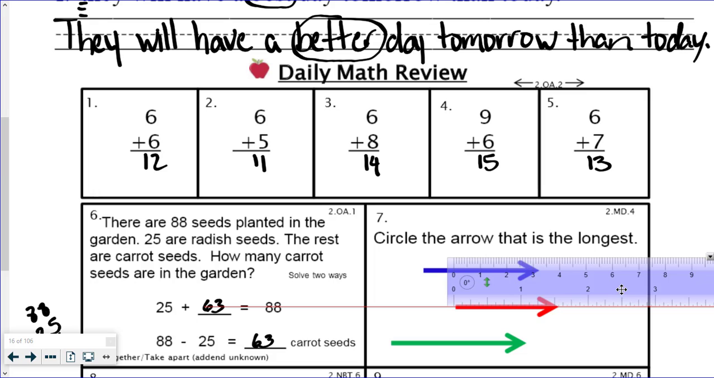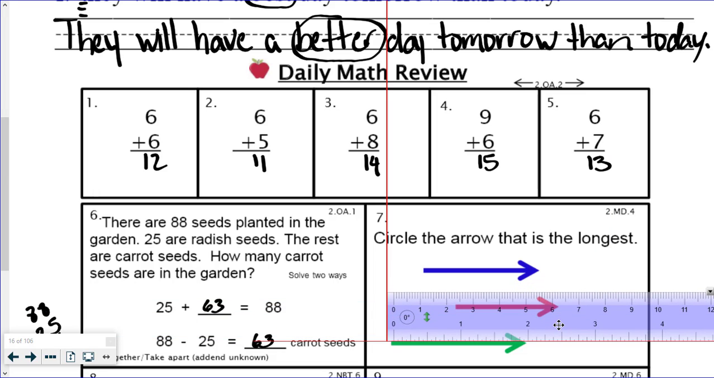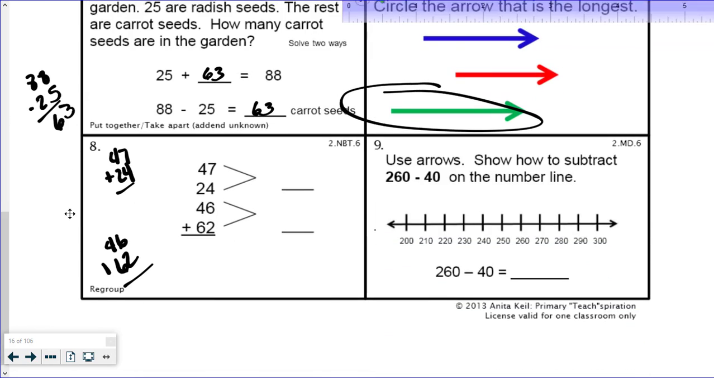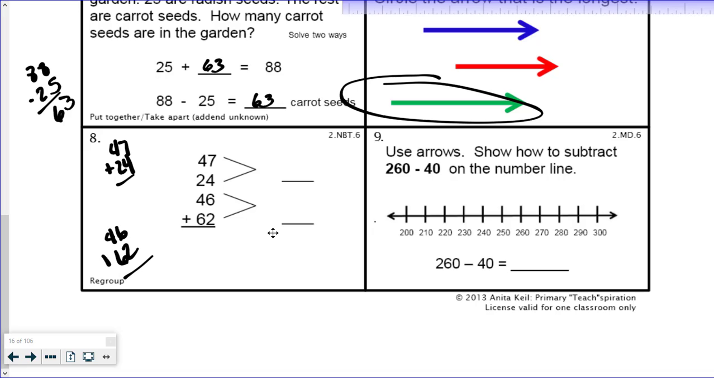This one is a little bit shorter. It's right at the 1.5 inch mark. And then this green guy is just about 2 inches. So that means the green arrow is the longest arrow. So we're going to go ahead and circle the green arrow. Scroll down.